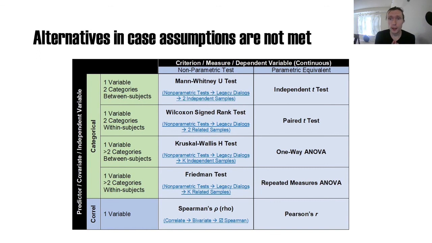Now, I said before, if you have a large number of participants, then both assumptions are not a huge problem. However, if your distributions are really, really skewed, then even with a large number of participants, it's not ideal. And sometimes you cannot test a large number of participants. If you have a rare group of patients, then you cannot test a large number of participants.